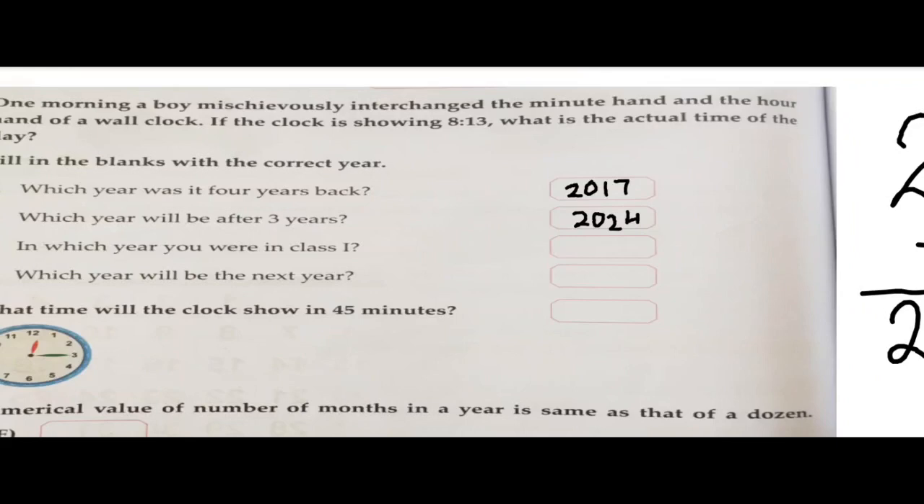In which year were you in class 1? Now you are in class 3. Yes, that means in 2021 you are in class 3. In 2020 you were in class 2, and in 2019 you were in class 1. Which year will be the next year? It is very easy. Which year will be the next year?